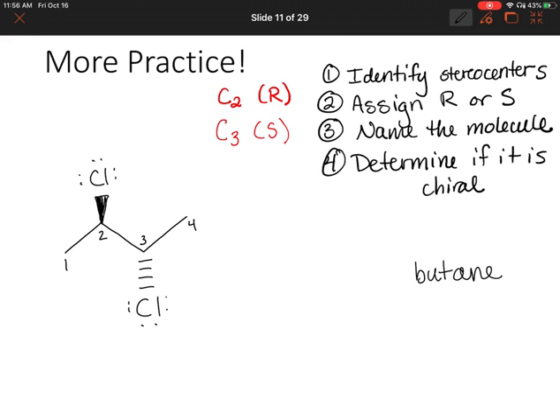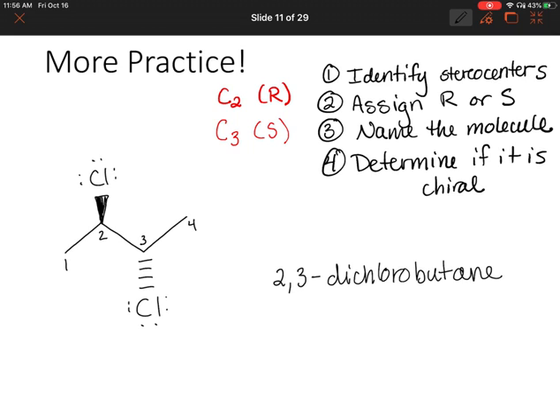Okay, now we have to name our substituents and indicate where they are on the chain. So we have two chlorines, so we'll name them dichloro. But we also need to put the locants, or numbers, in front of them. So we have one chlorine on carbon 2 and one on carbon 3.